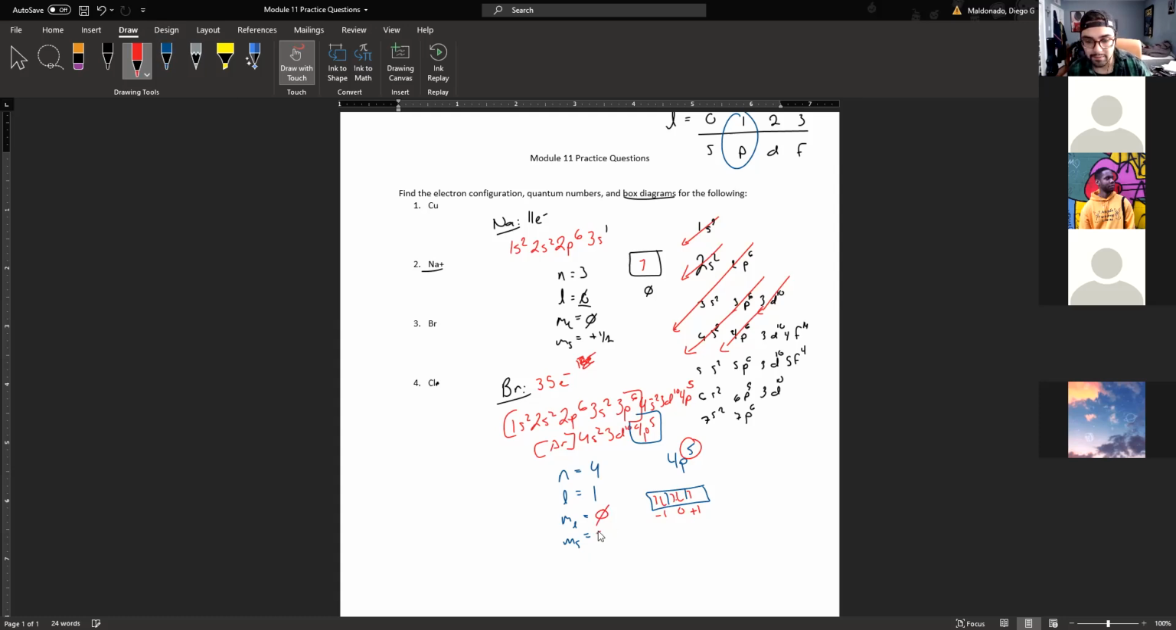-1/2. How do I know it's -1/2? It's pointing downwards. The last electron we placed had a downward spin, so it's -1/2. There you go. And ml is 0. That is your answer.